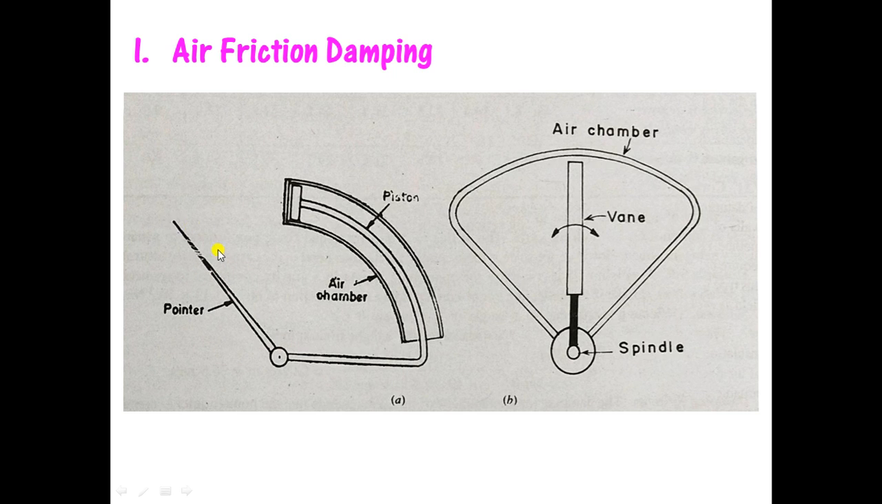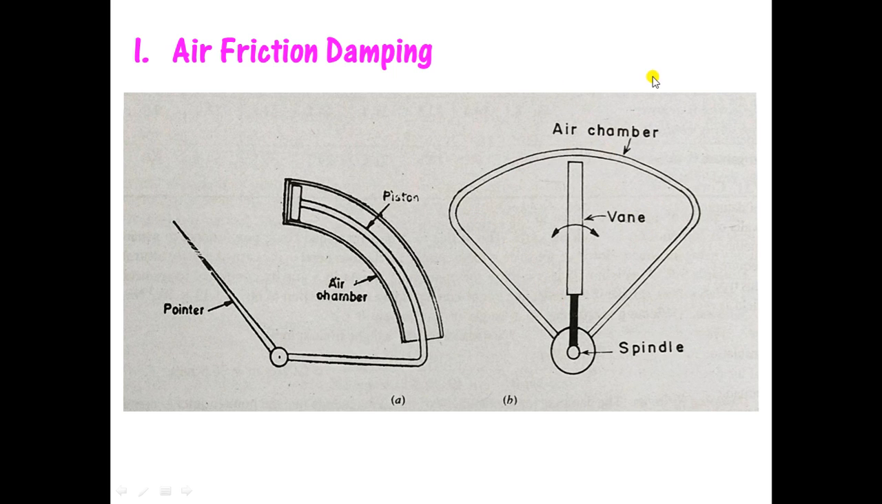So this is how air friction damping provides damping torque so as to make the pointer stop at the magnitude of the quantity to be measured. This is one way of providing air friction damping, and this figure B is another way. So what is happening here? There is the spindle to which a vane is connected. This is a vane, म्हटल्यार एक aluminiumची एक plate शी असता. To that vane the pointer is connected, and this vane is placed in this air chamber. The air chamber, you can see here, is in quadrant or sector shape.